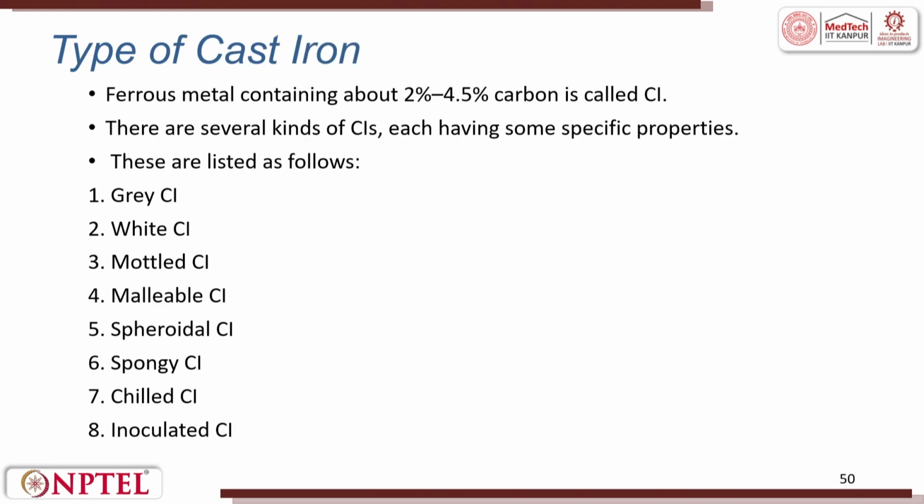There are multiple types of cast iron. The ferrous cast iron is obtained with 2 to 4.5% of carbon, which is called CI. The list of CI is grey cast iron, white cast iron, mottled cast iron, malleable cast iron, spheroidal cast iron, sponge cast iron, chilled cast iron and inoculated cast iron. So, you have different types of cast iron. We will see one or two of them in detail.